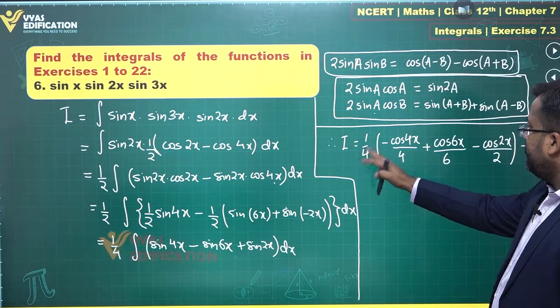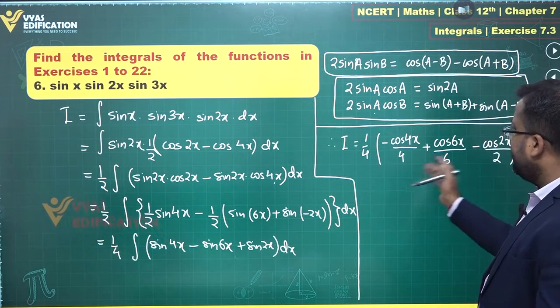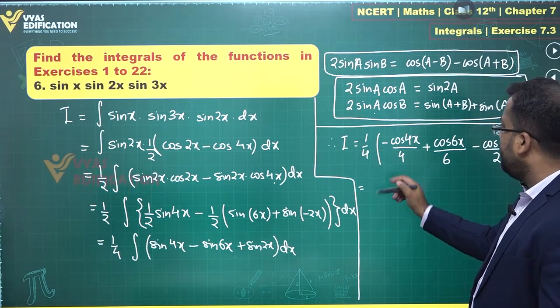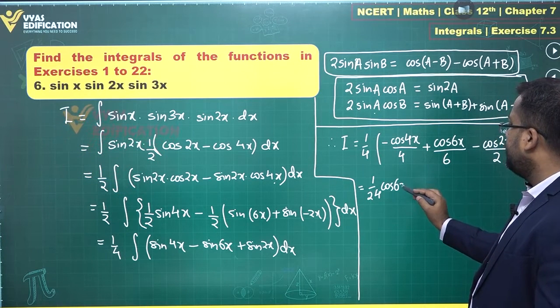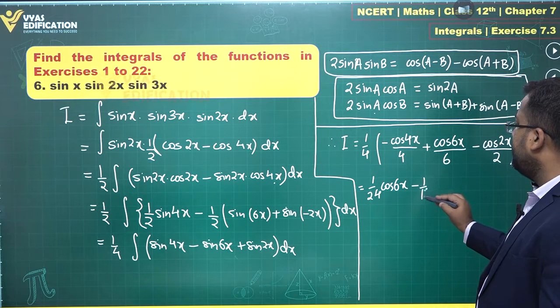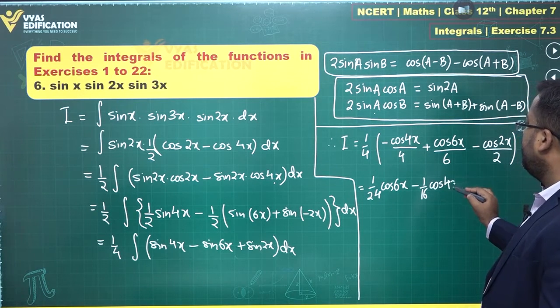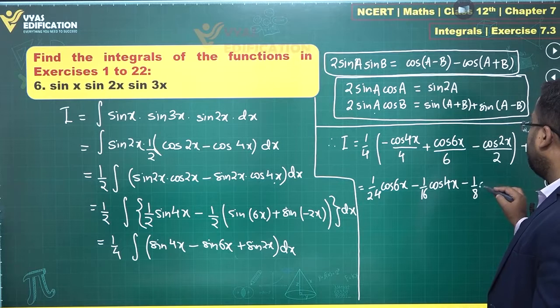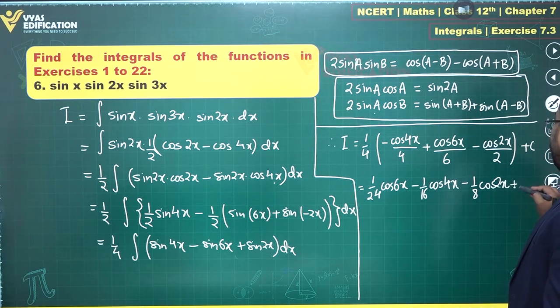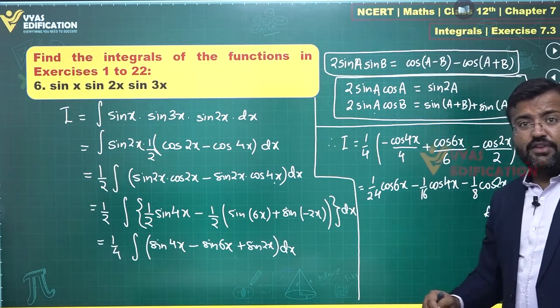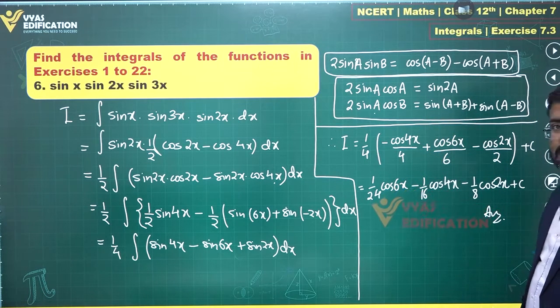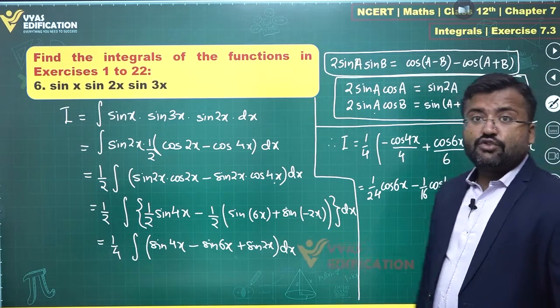At most, what you can do is multiply this 4 inside, or you can leave the answer at this stage. What you get is 1 by 24 cos 6x minus 1 by 16 cos 4x and minus 1 by 8 cos 2x plus constant. This is one form of the answer, or this is another form of the answer. Leave the answer at this stage or this stage. That's all for the 6th question over here.